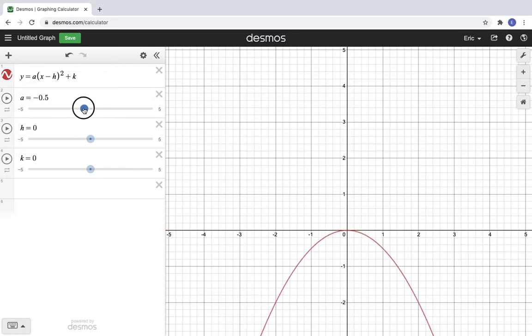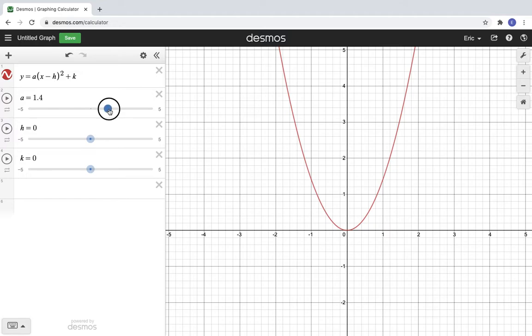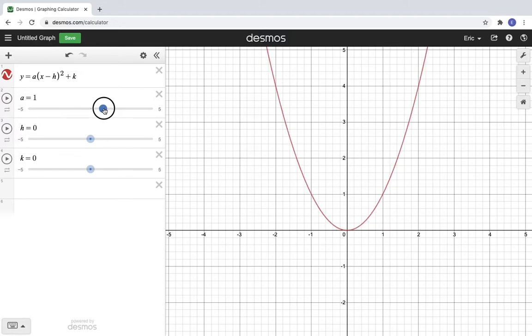If we go to the negative, our parabola is now facing downward. As we go to the leftmost, it gets narrower again. If we go back to 0, it gets wider. So if a is negative, the parabola is facing downward. If a is positive, it is facing upward. Okay, we will set our a as 1.